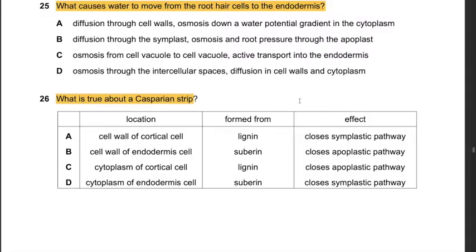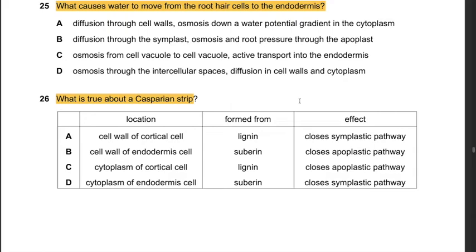B. Diffusion through the symplast, osmosis and root pressure through the apoplast. That is incorrect, because osmosis doesn't occur through the apoplast. Osmosis occurs only through the cytoplasm or through the symplast pathway. Therefore, B is incorrect. C. Osmosis from cell vacuole to cell vacuole, active transport in the endodermis. Active transport has nothing to do with water movement from root hair cells to the endodermis. Therefore, C is incorrect.